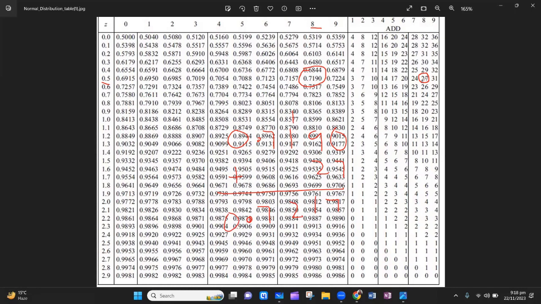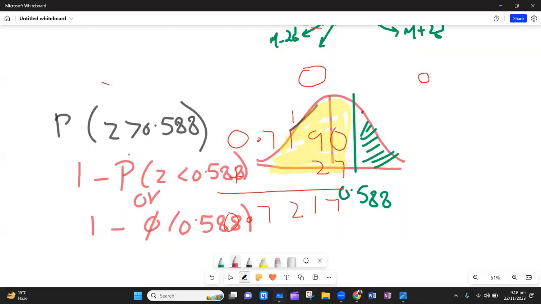Now you subtract this probability from 1. So 1 minus 0.7217, and that gives 0.273.